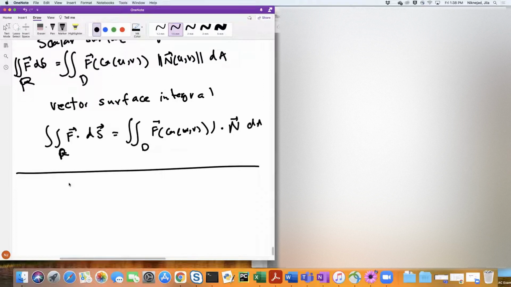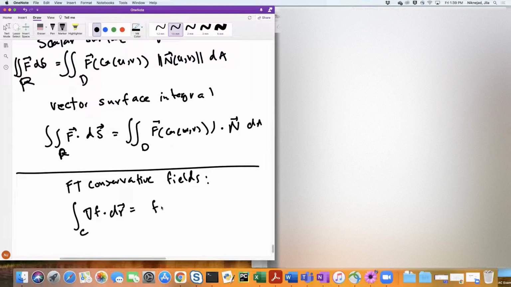Theorems. So when you start with the fundamental theorem of conservative fields, you're saying that the integral of basically the gradient vector f dr is going to be equal to f evaluated at one endpoint and subtracting f evaluated at the other, evaluated here minus evaluated there, right?